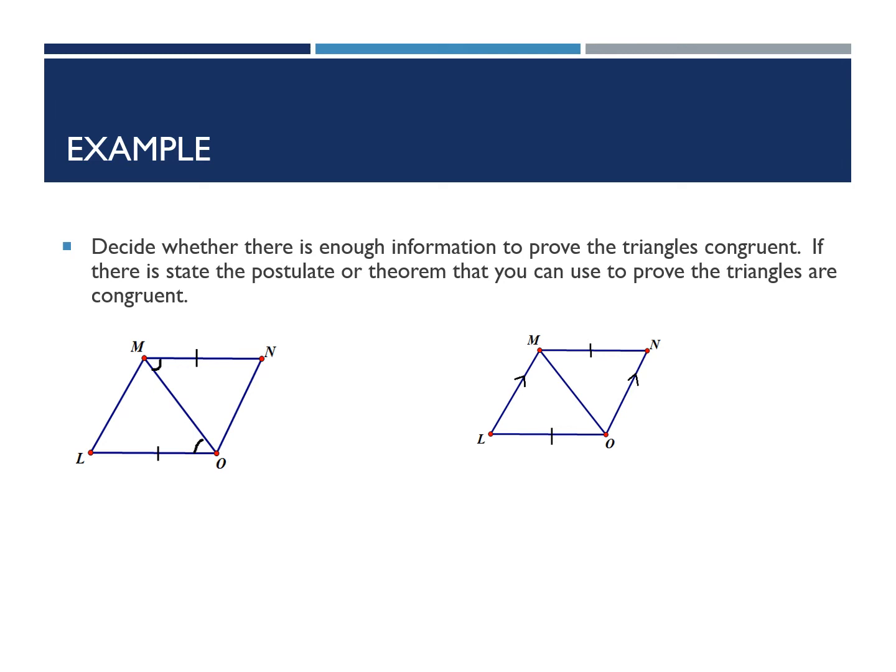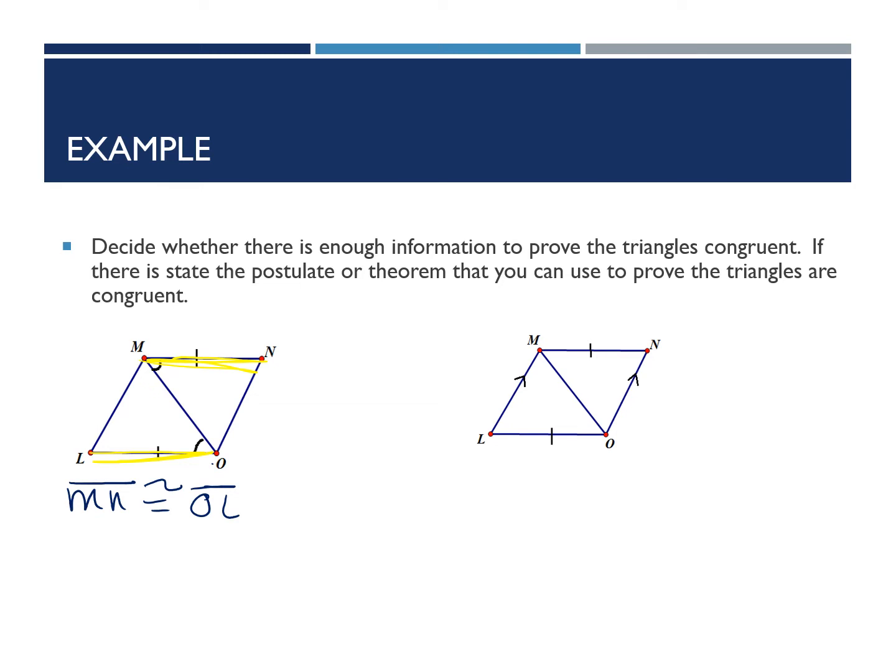So let's decide whether we have enough information to prove the triangles are congruent. And if there is, we're going to state the postulate or theorem, and I'm actually going to have you write the congruent statement because that's an important thing too. So when I look at this, okay, I have a side congruent to a side. So I've got that MN is congruent to, and I'm going to go with this side, OL.